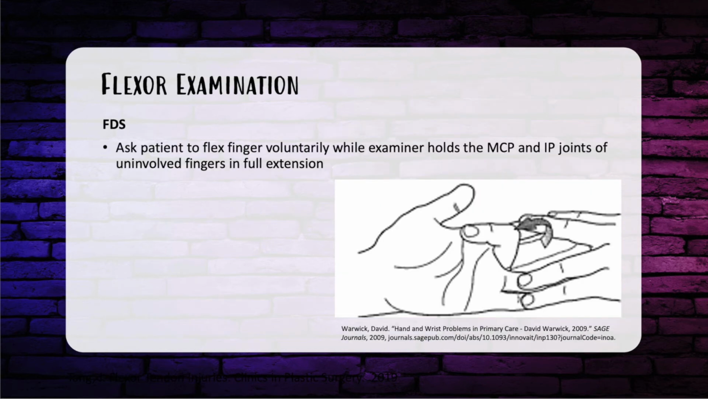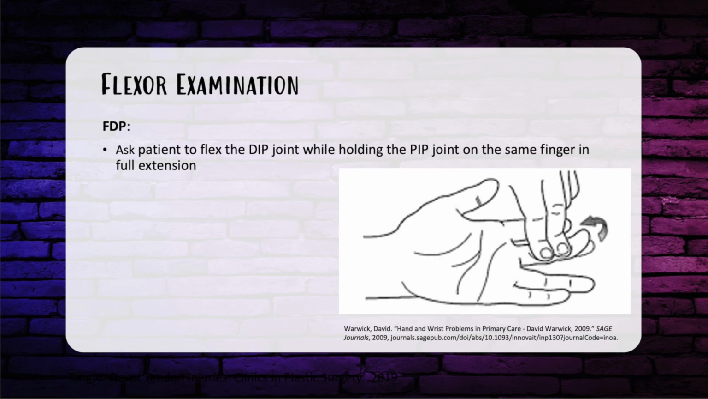Sanam, for diagnosis, what maneuvers do you perform to differentiate FDP from FDS injury? So to test the flexor digitorum superficialis, or FDS, tendons, you ask the patient to flex the fingers voluntarily while the examiner holds the MCP and IP joints of the uninvolved fingers in full extension. For the FDP, you ask the patient to flex just the DIP joint while holding the PIP joint on that same finger in full extension.